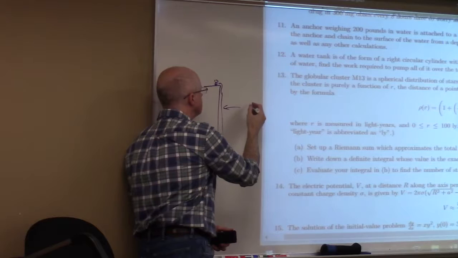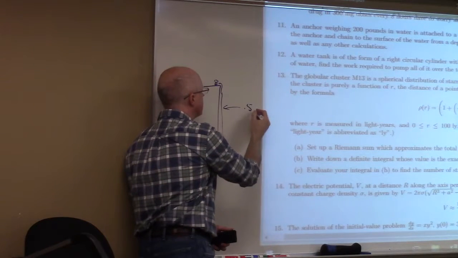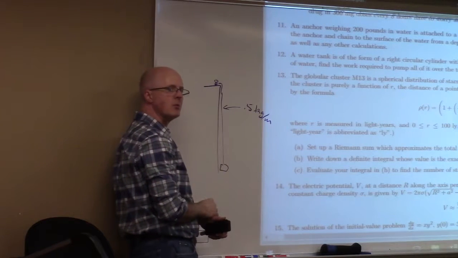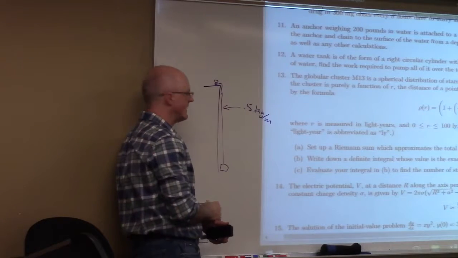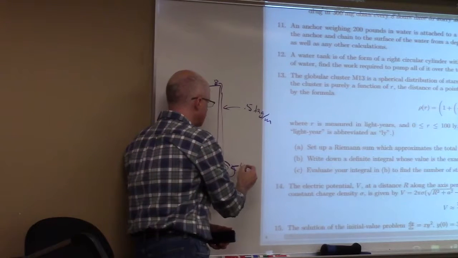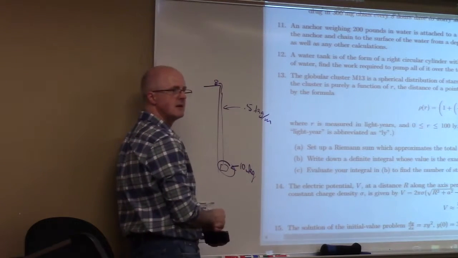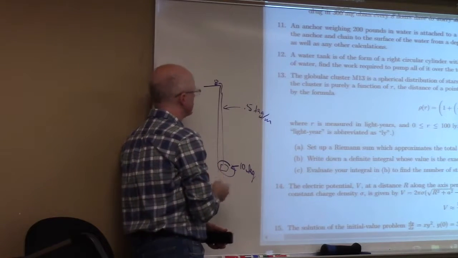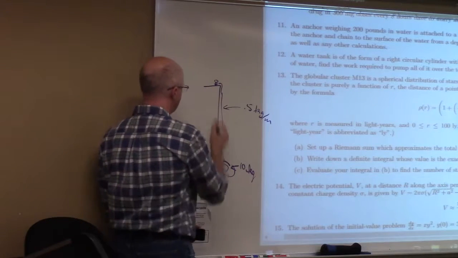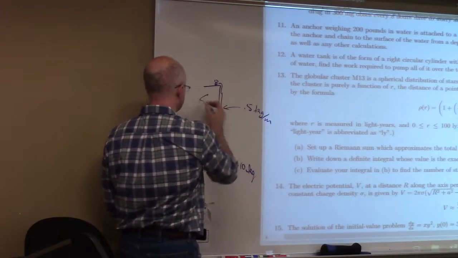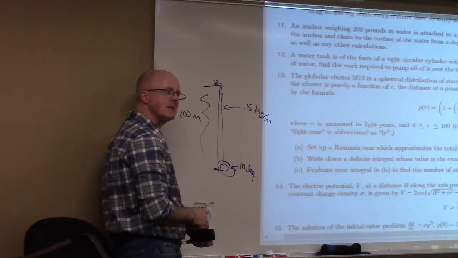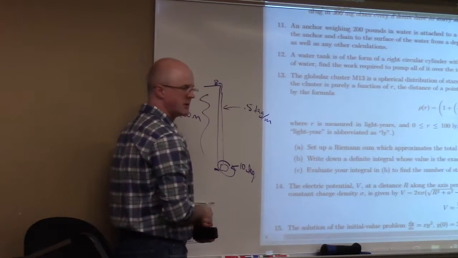Maybe 0.5 kilograms per meter might be the density of the rope or the chain, mass density. And this thing down there has got to have a certain mass, maybe 10 kilograms. You're trying to find the total work to haul both the rope or chain and the mass at the bottom up a certain distance. Say this distance is 100 meters. How much work do you have to do?